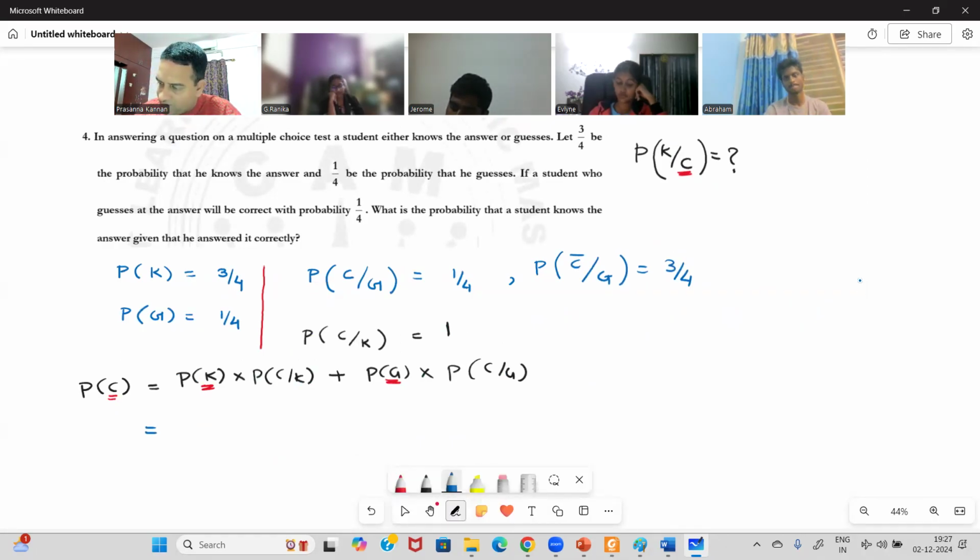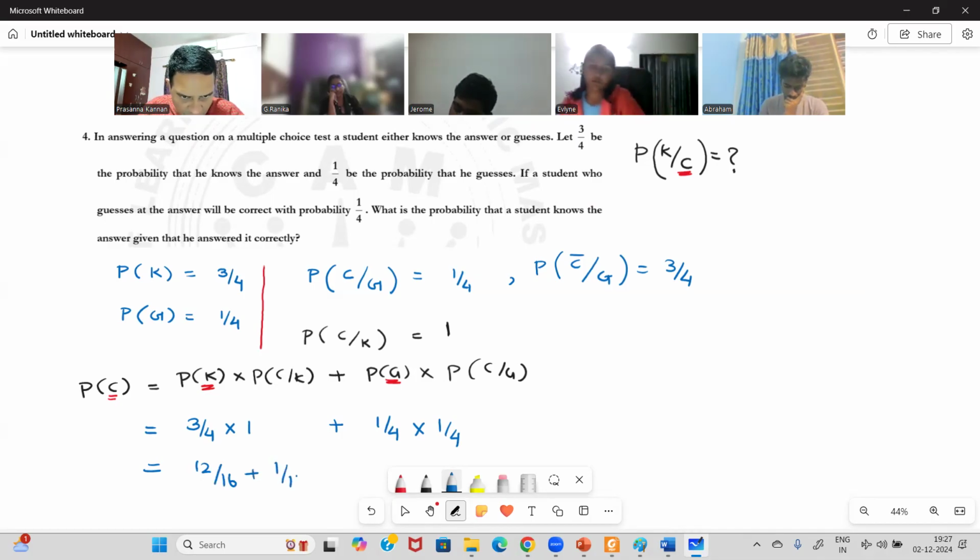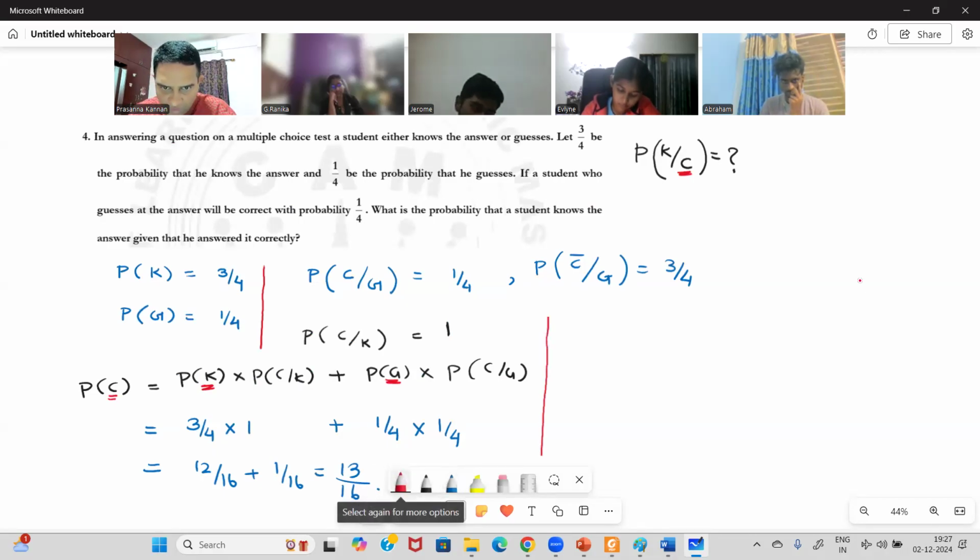Fine. So now tell me, Ranika, what is the probability that he knows the answer? 3 by 4 into 1. Very good, right? Plus 1 by 4 into 1 by 4. Correct. So this is nothing but 3 by 4, or I can write it as 12 by 16 plus 1 by 16, which is 13 by 16. Okay. Is this the final answer, Ranika? No, sir. No, right? So what is it that we need to find? We have to find P of K given C.